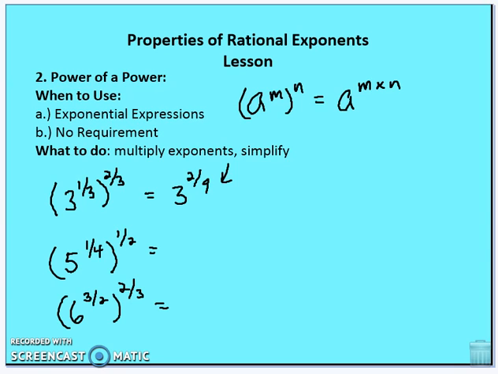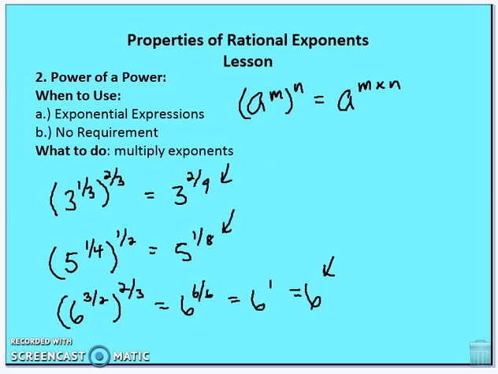And let's go through an example. So 3 to the 1/3 to the 2/3. Multiplying 1/3 times 2/3 is 2/9. So 3 to the 2/9. And there's nothing we can do from here. Next example, 5 to the 1/4 to the 1/2. Multiplying 1/4 times 1/2 is 1/8. 5 to the 1/8. And then the last example is 6 to the 3/2 to the 2/3, which ends up being 6 to the 6th over 6, which is 6 to the first power, and we end up with a value of 6.